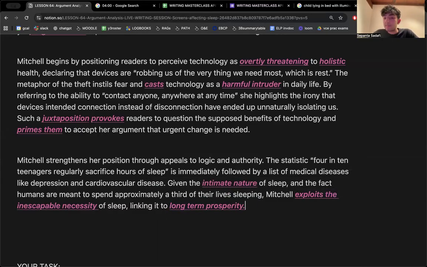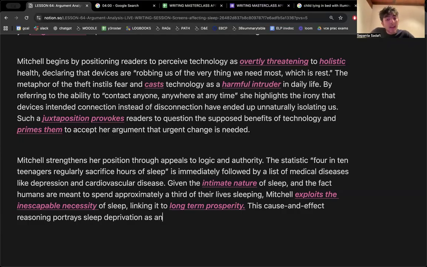I want you guys to be writing like this. I want you to be using phrases like this, okay? And so this cause and effect reasoning, she's almost blaming all of these illnesses on the lack of sleep, right? This cause and effect reasoning, what does it do? It portrays sleep, or rather sleep deprivation, as what? As an undeniable health crisis, as something we just cannot ignore.